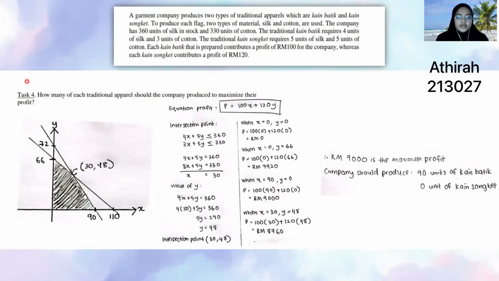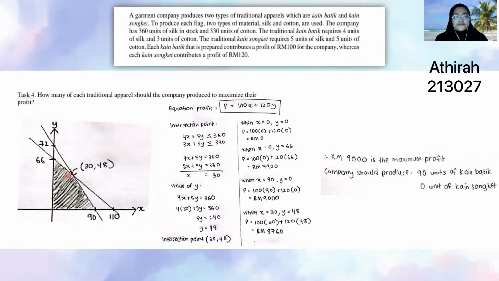Hi, my name is Nur Atira. For task 4, the question asks, how many of each traditional apparel should a company produce to maximize their profit? Since we already drew the graph, the maximum profit should be somewhere at the vertices of the shaded region, which is maybe here, maybe here, maybe here, or maybe here.